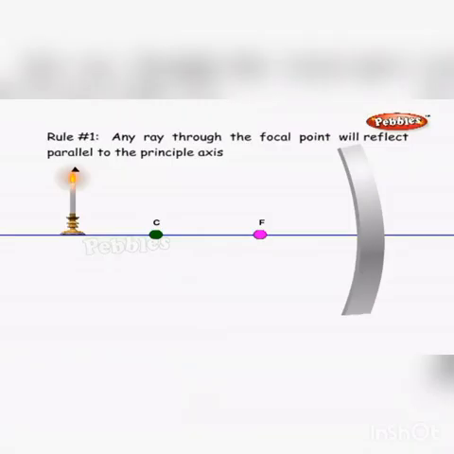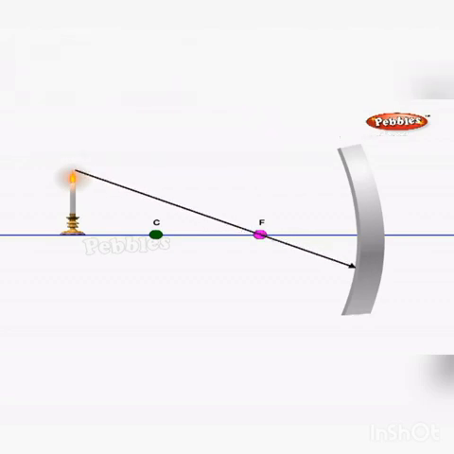Rule number 1. Any ray through the focal point will reflect parallel to the principal axis. Don't start worrying about how that ray of light came off the object and went straight through the focus. It just did. Light reflects off objects at all sorts of angles, and if it will help us to find where an image is, we might as well assume one ray goes right through the focus.